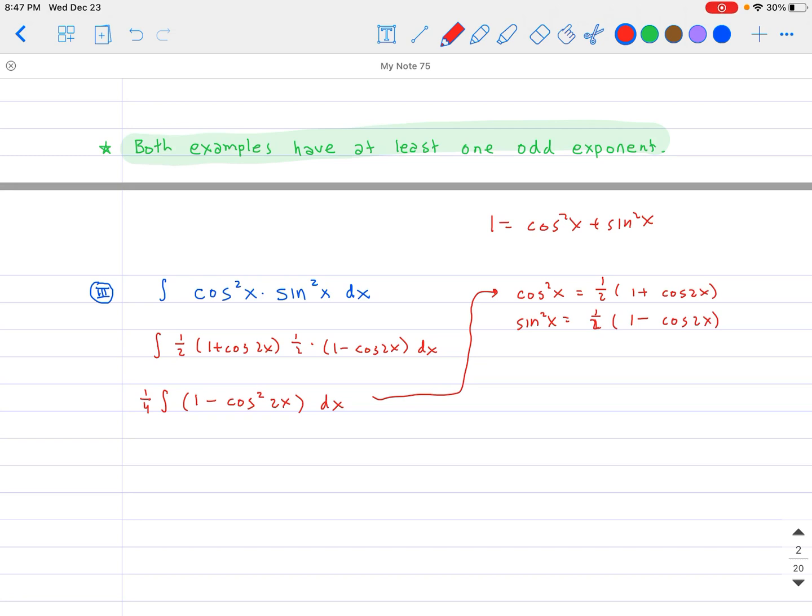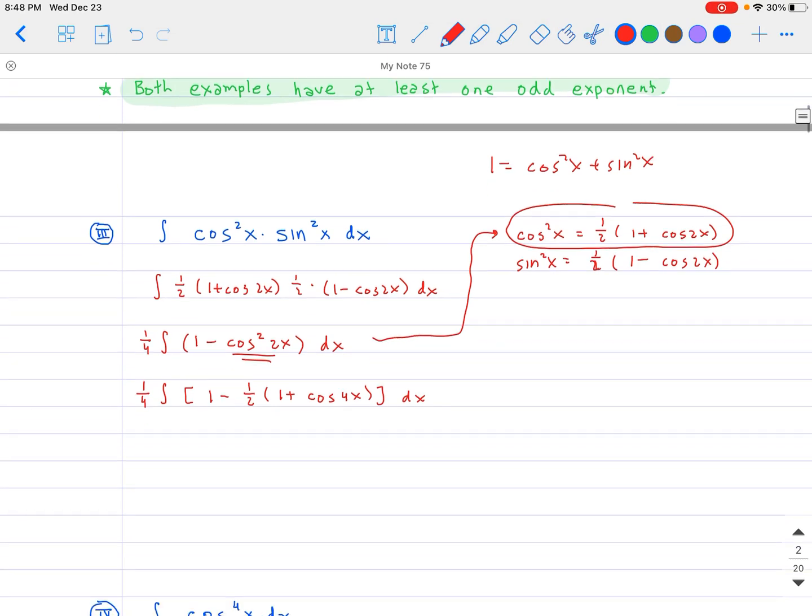If we do so, then what we're going to have now is 1/4 and then the integral. Now this term right here is going to be used with this one over here. So that looks like the following now, and hopefully you can catch up: 1 minus 1/2 multiplied by 1 plus cosine of 4x, and then dx. Notice once again, I used the double angle formula to diminish my exponent, so that we have something inside of a composite function with 4x. That looks not too bad, so let's finish this off.